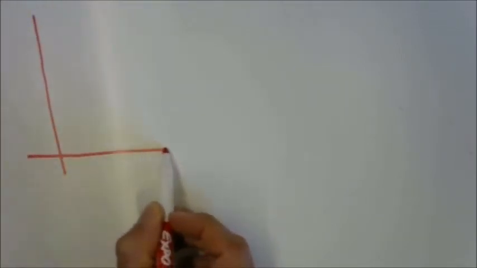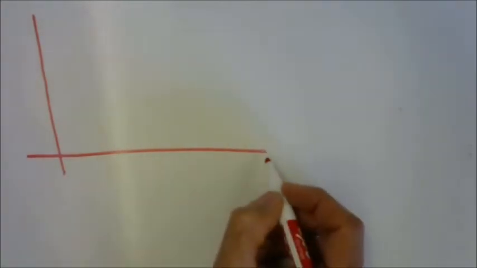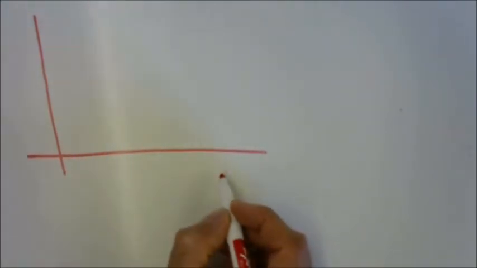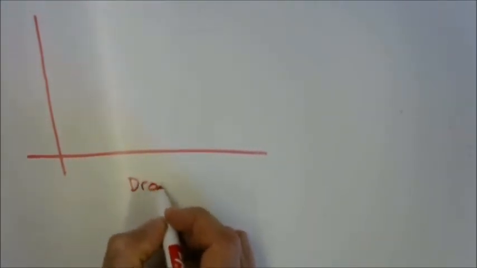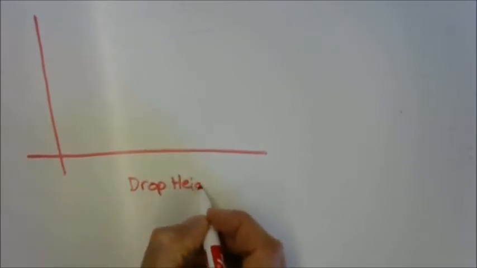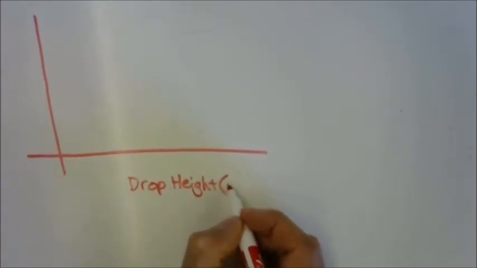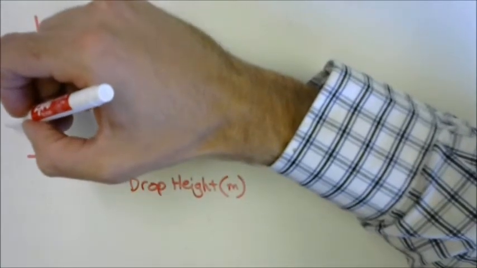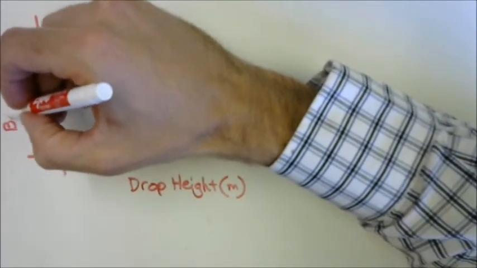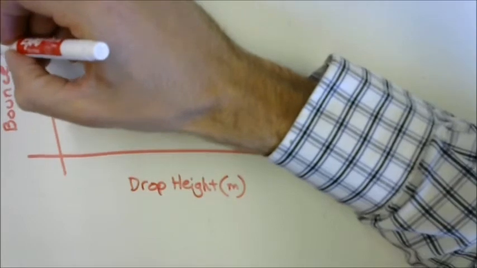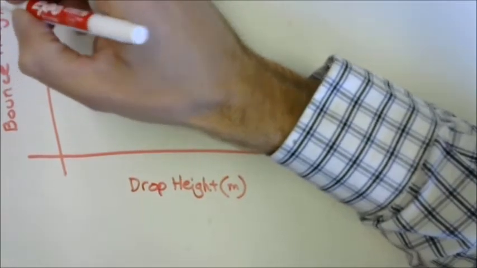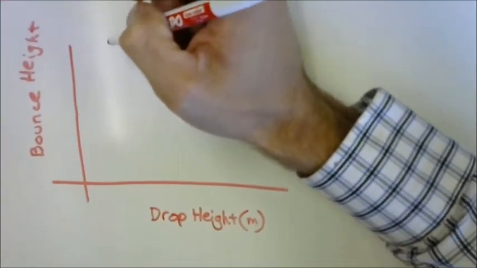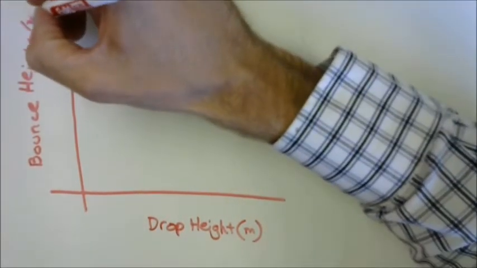Whenever we're drawing a graph, which you have before you on your worksheet, we always use the x-axis as our independent variable. So our x-axis is going to be labeled drop height, and we also want to identify that it's being measured in meters. Our bounce height is our dependent variable. And we also want to identify that that is measured in meters.